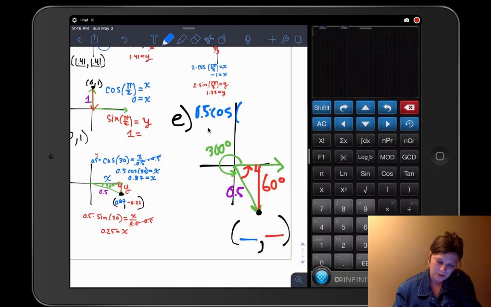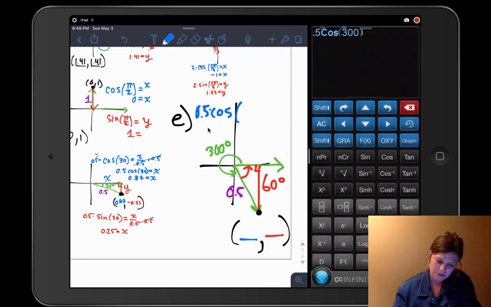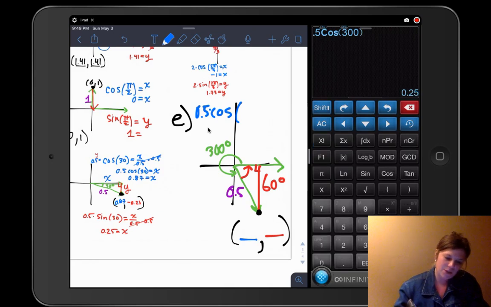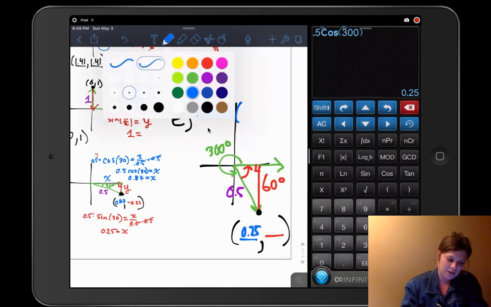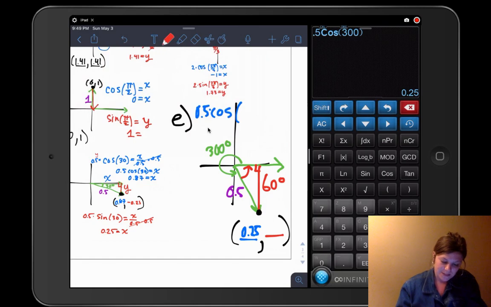Let's do 0.5 cosine 300. Let's make sure we're in degrees. We want to be in degrees. All right, 0.25. So that's going to be here, 0.25. And then finally, our sine.